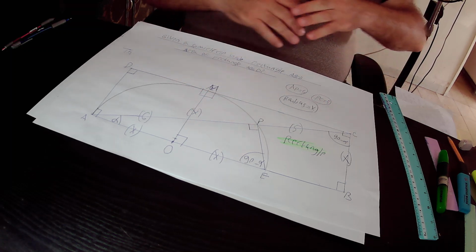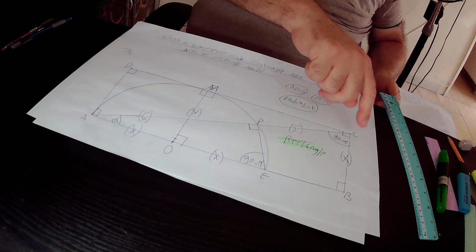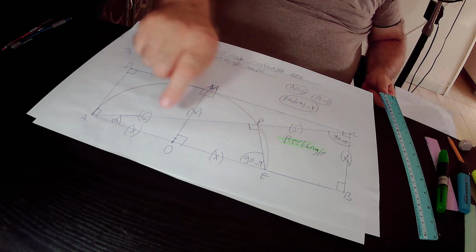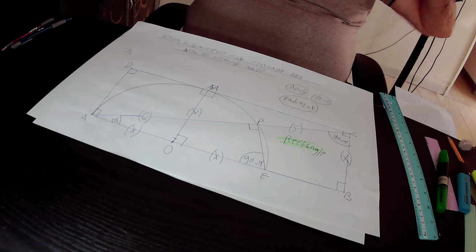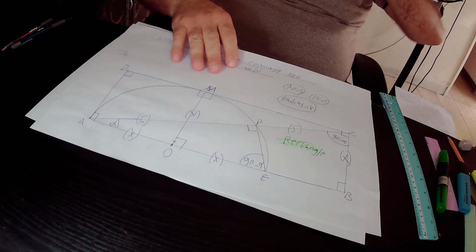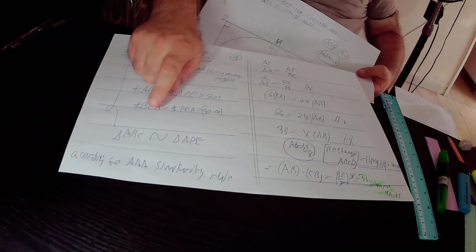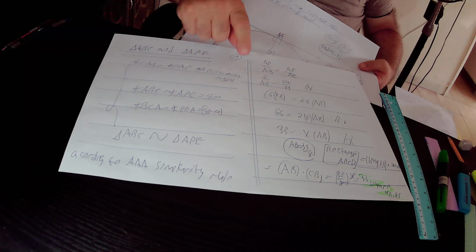So in total, we proved that all the angles of this right big triangle ABC are correspondingly equal to all the angles of this right small triangle APE. And therefore, those two right triangles are similar to each other according to the angle similarity rule. The big triangle ABC is similar to the small right triangle APE according to the angle similarity rule.